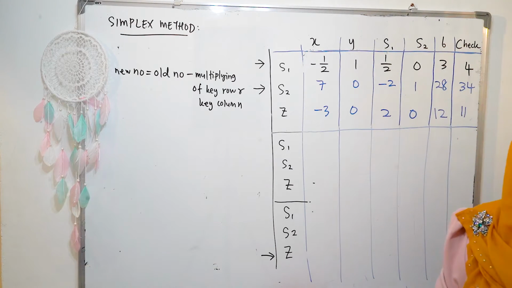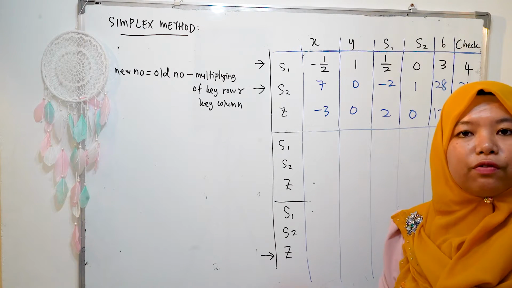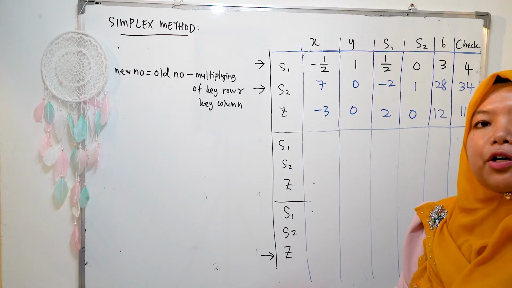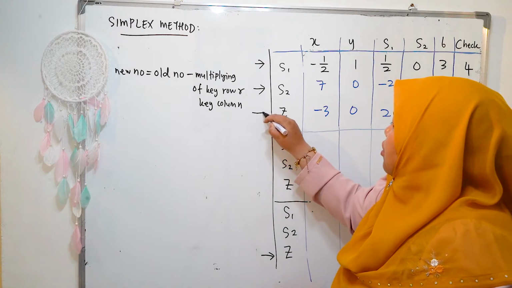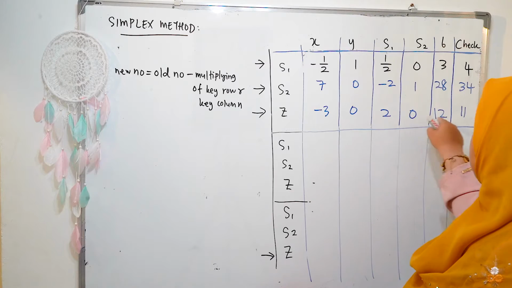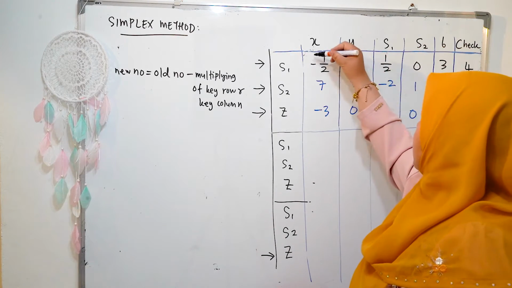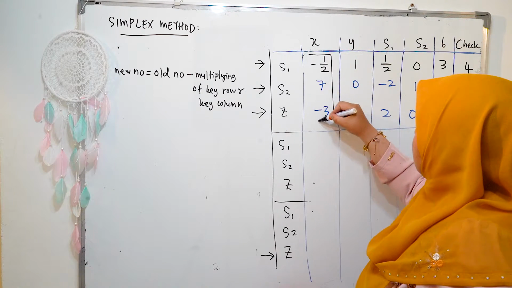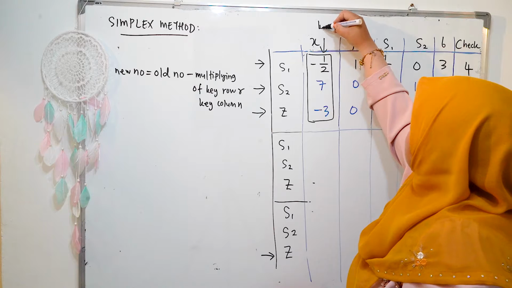Like I said, we have to repeat the same step. Okay, first we have to find the key column. Key column is the most negative. Look at the objective function. So just one negative value here. So automatically, it will be the key column.